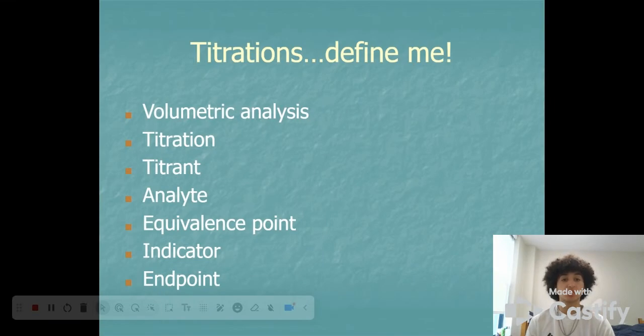Think of titration like this analogy. You're trying to fill a bucket exactly to a line. The water you're pouring from the hose is the titrant. The bucket is the analyte. The equivalence point is when the water is exactly at the line. The endpoint is when you notice the water hit the line and stop.